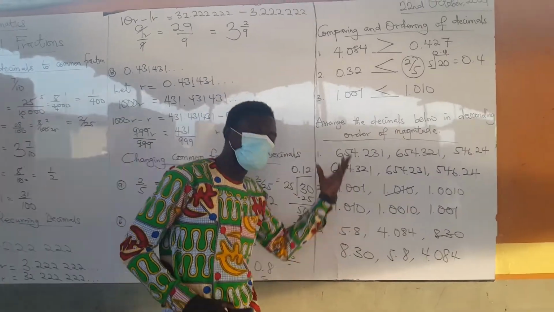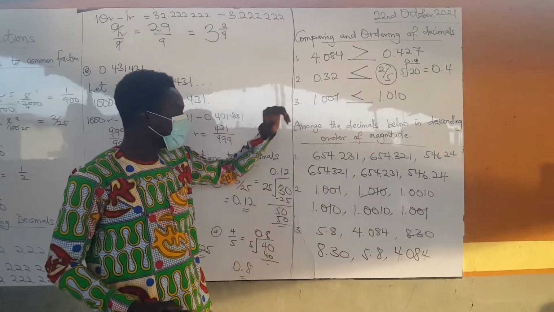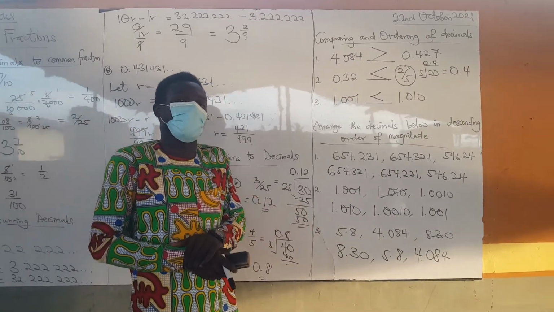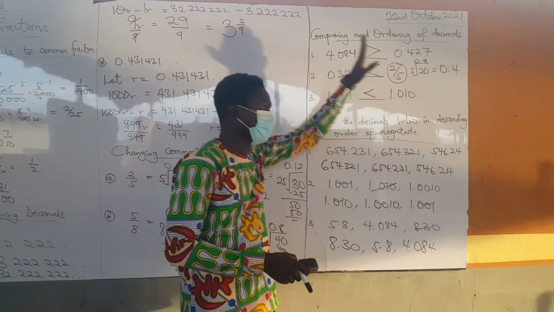So in descending order of magnitude, this is what we are supposed to do. Assuming we have been asked to do ascending, we just bring the last one first, in that order.